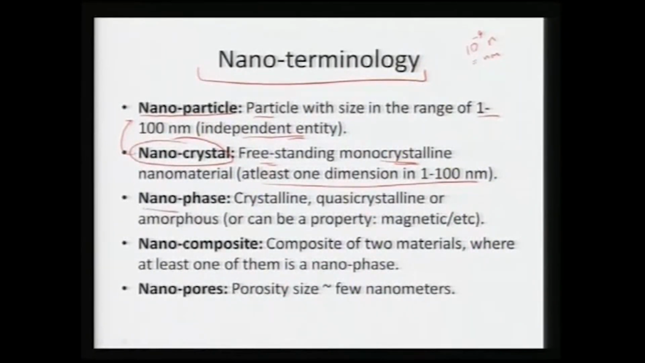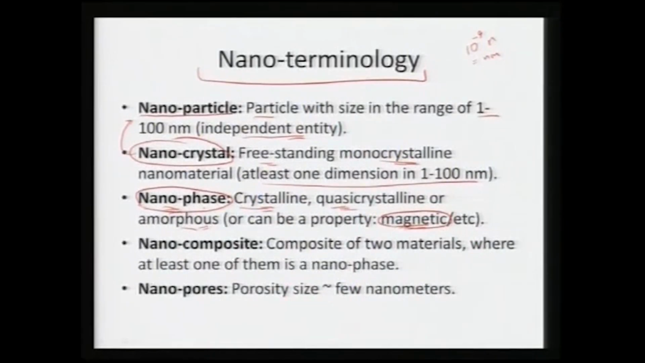Then we talk about nanophases. A nanophase can be either crystalline, quasi-crystalline or amorphous. It is not only phase, it can also be associated with a property, such as magnetic, or any particular domain, a magnetic domain. So, we can always associate a phase which is not only a structure like crystalline, quasi-crystalline or amorphous, it can also be a property such as magnetic or electric domains which can exist in a material. So, that is nanophase.